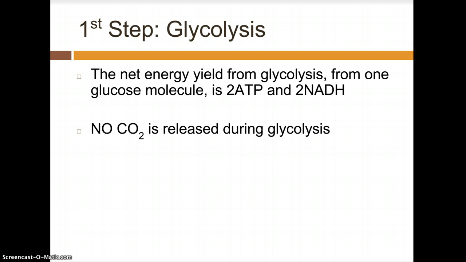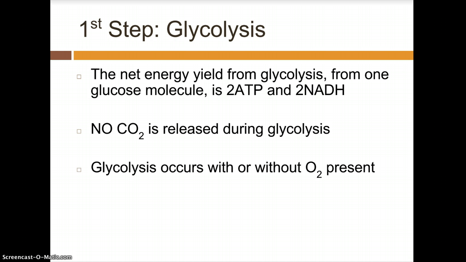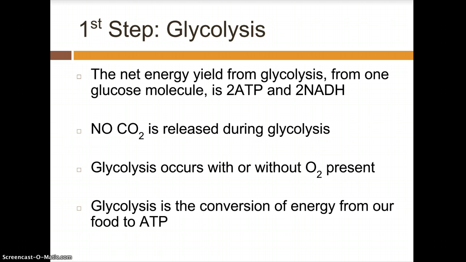No carbon dioxide is released during glycolysis, so that's something that's important to consider, simply because we have to know where the products of our overall reaction for cellular respiration are. We have to know where carbon dioxide is released, so it's not during glycolysis. This happens later in the cycle. And glycolysis occurs with or without oxygen present. So this happens in both aerobic and anaerobic respiration. Doesn't matter which organism it's in, it occurs. And glycolysis is the conversion of energy from our food into ATP.